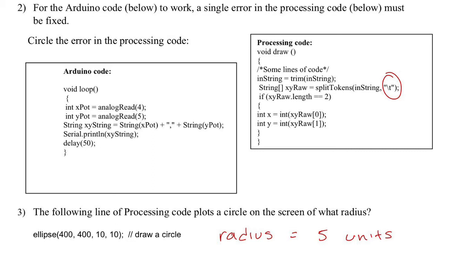Then, for question 3, the radius of this circle is 5 units.